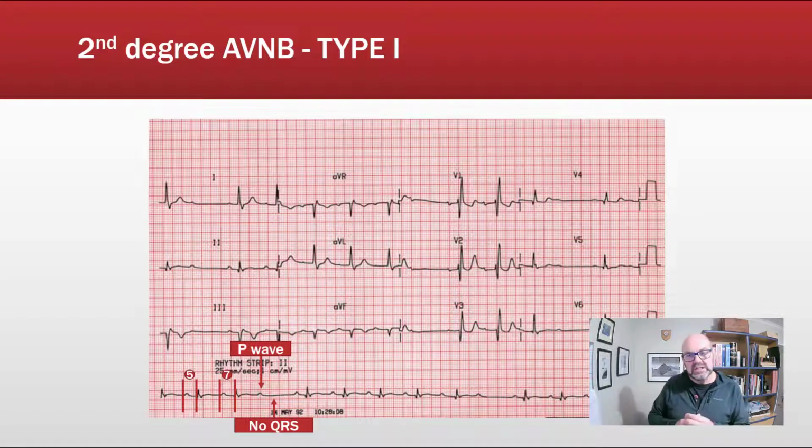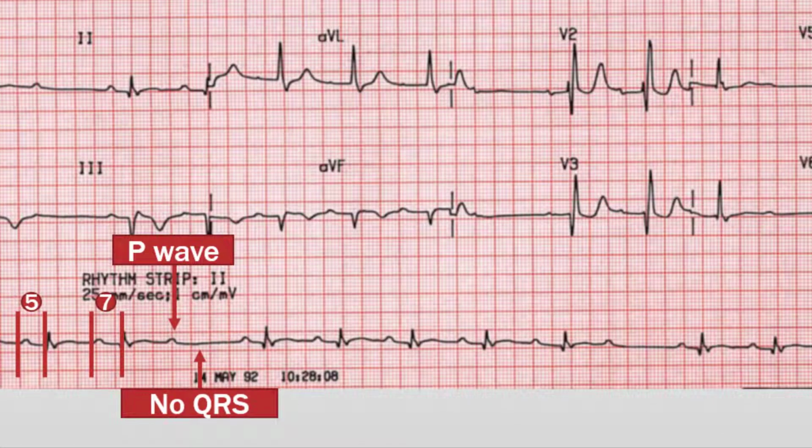The telling point is going to be in the PR interval, and this emphasizes the importance of checking more than one of the PR intervals on any given rhythm strip. So what we can see here is a progressive lengthening of the PR interval and then a dropped or a missing QRS complex. Let's look at this one more time.